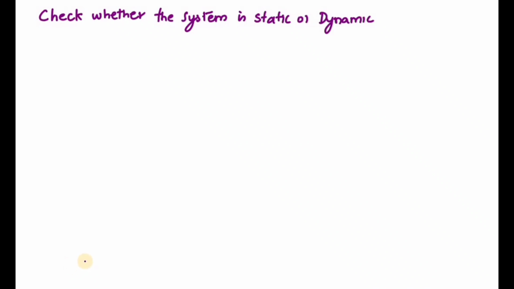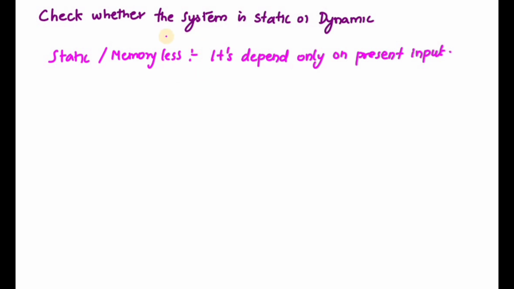So in this video, we are going to discuss whether the system is static or dynamic, and how to find whether the system is static or dynamic. A static or memoryless system depends only on the present input or present values, whereas a dynamic or memory system depends on the past and future. Basically, past, present, and also future events, right?